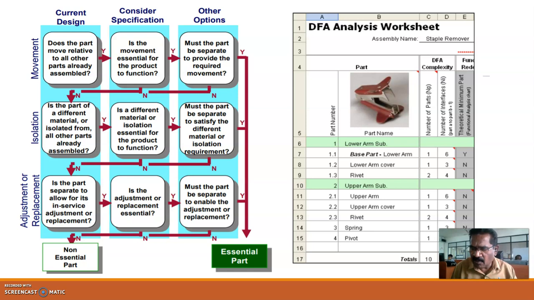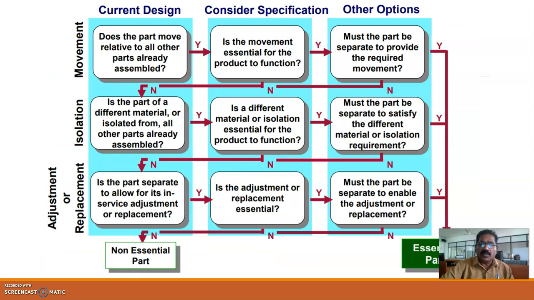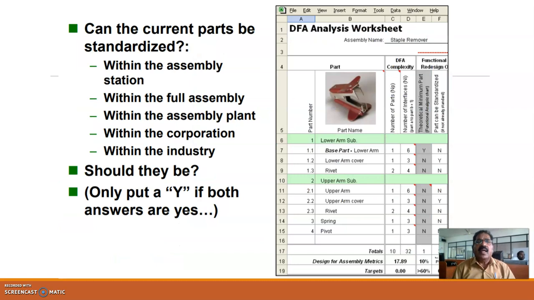If the part is required, then the part will continue to be there. If the part is not required, then you can eliminate the part. If there is no relative motion between the two parts, then you might as well join them into one single part and bring down the part numbers. So the same questions have been shown here. Basically, we have a matrix of questions where you critically ask whether a particular action is required or not, and based on that, you can decide whether it is an essential part or a non-essential part.